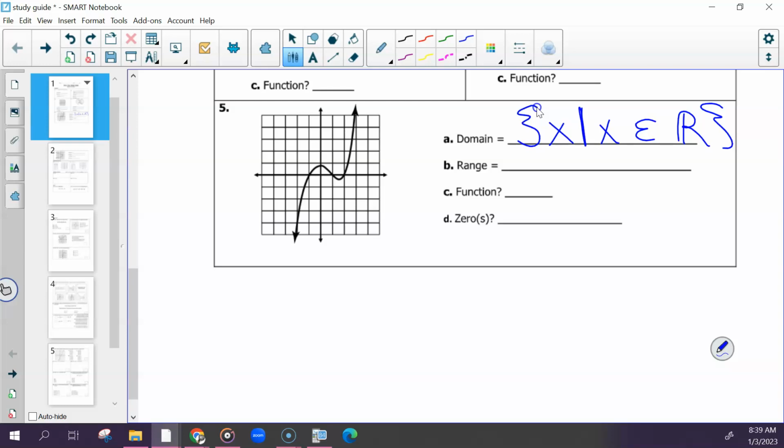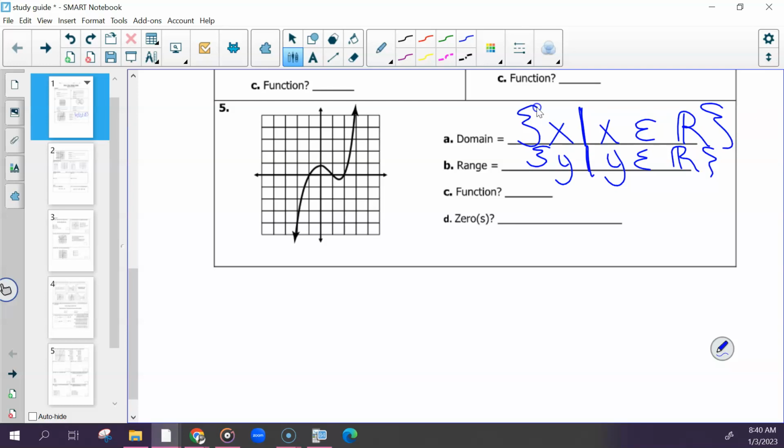Range is now our y values. We're looking at lowest to highest, but these have arrows. So what is our lowest value? It goes on forever. What about our highest? Same thing. So what is our range? All real numbers again, except now we need y's instead of x's.